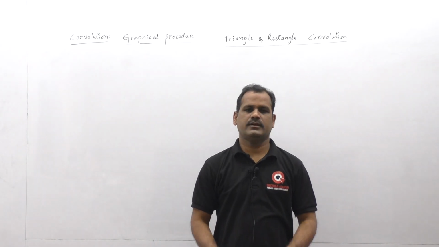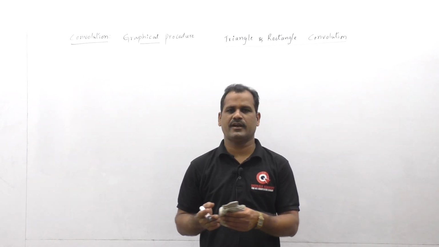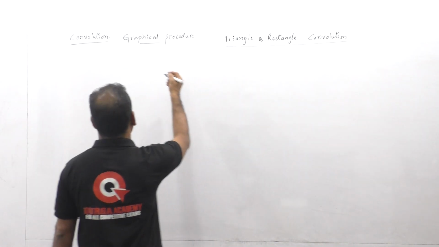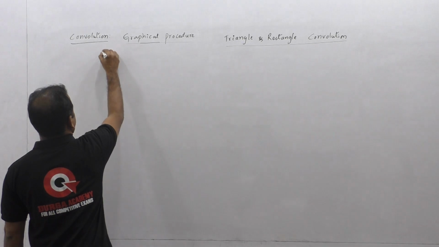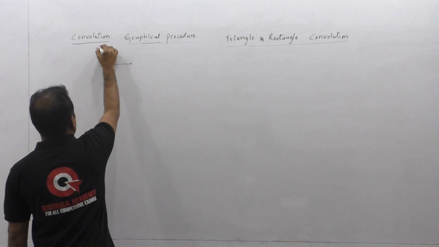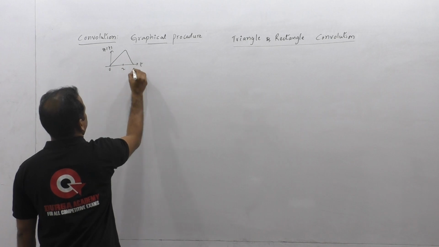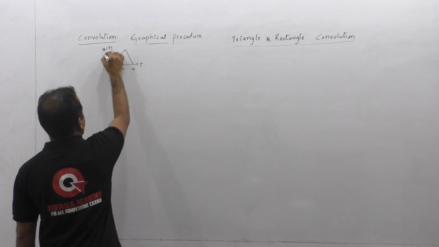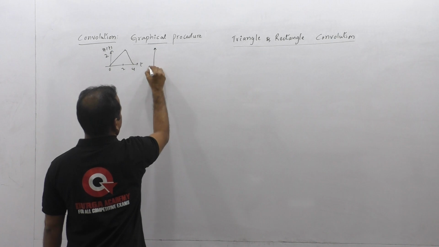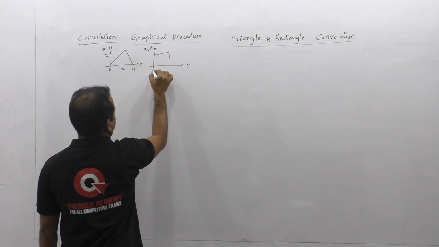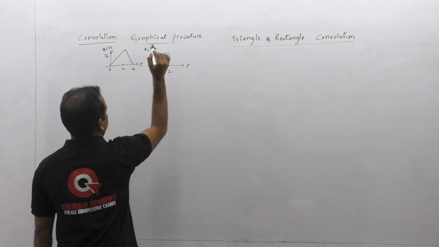Let us perform the convolution of a triangular function and a rectangular function. I am taking the triangular function and rectangular function like this. If x1 of t is a triangular function from 0 to 4 with the amplitude 2, and x2 of t, I am taking the rectangular function that is 0 to 2, amplitude 2.